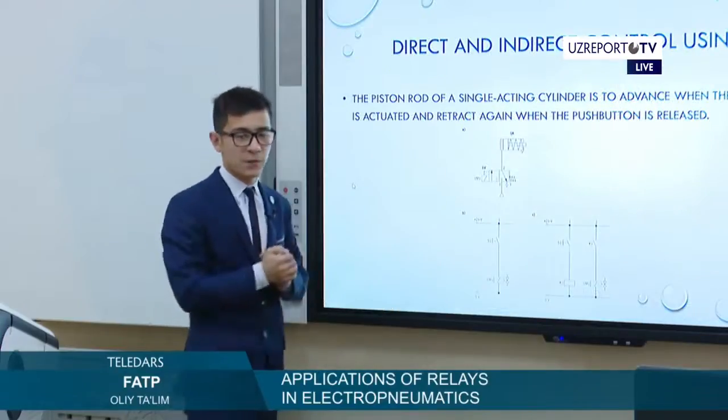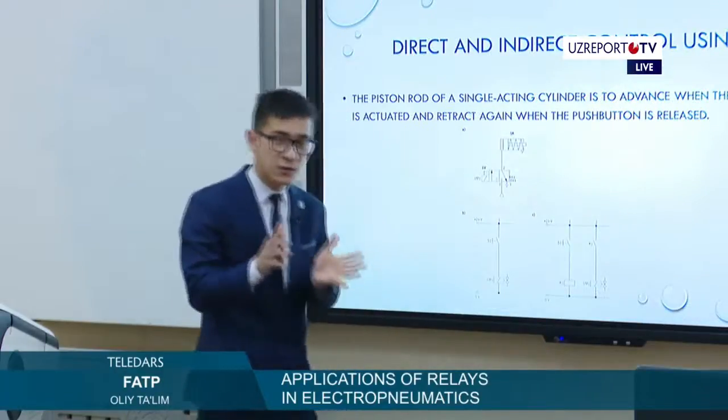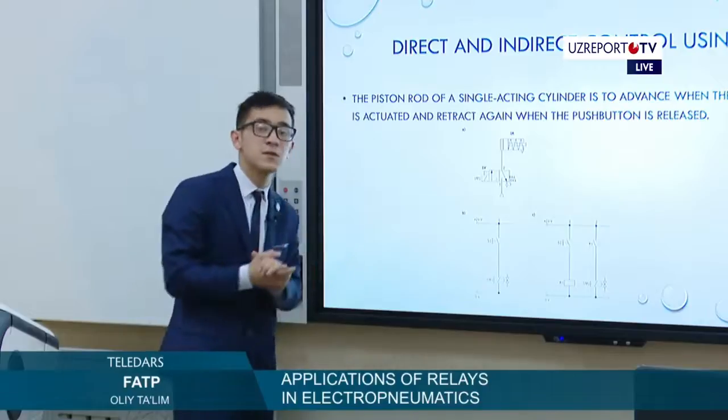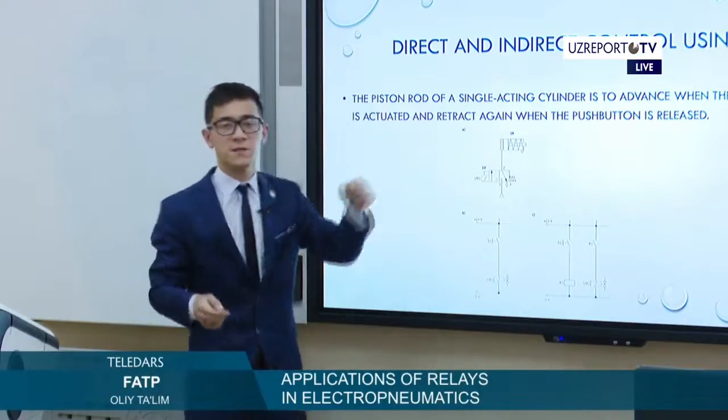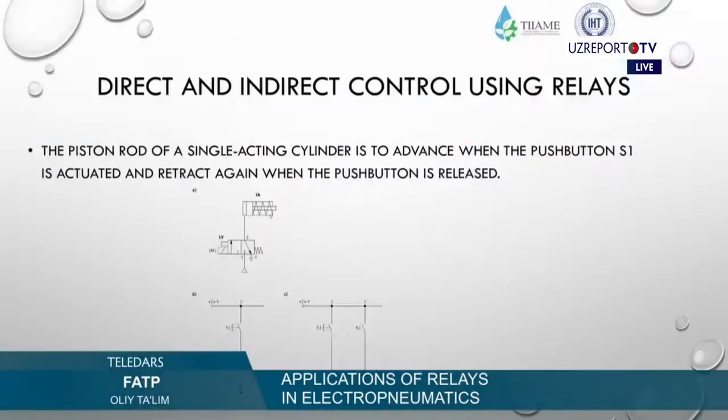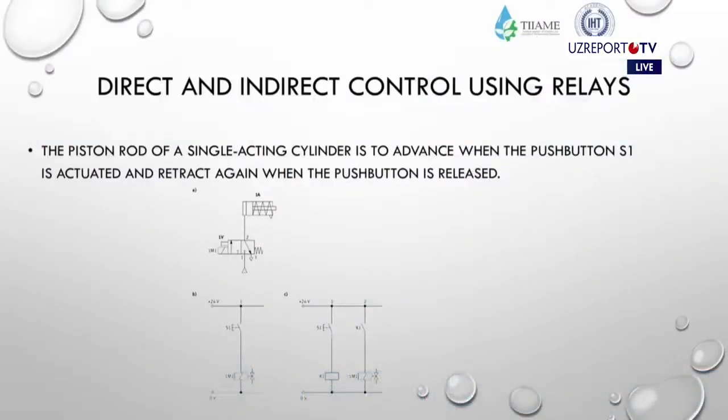Okay, let's start with our examples of connection, how you can make relay controller systems for electropneumatics. First is direct and indirect control using relays. What is direct and indirect control? When you see an electropneumatic unit and just push a button, and the electropneumatics starts to work, it means a direct connection.